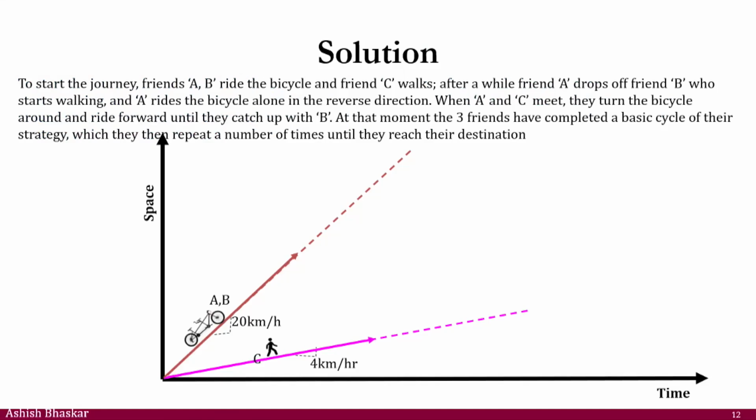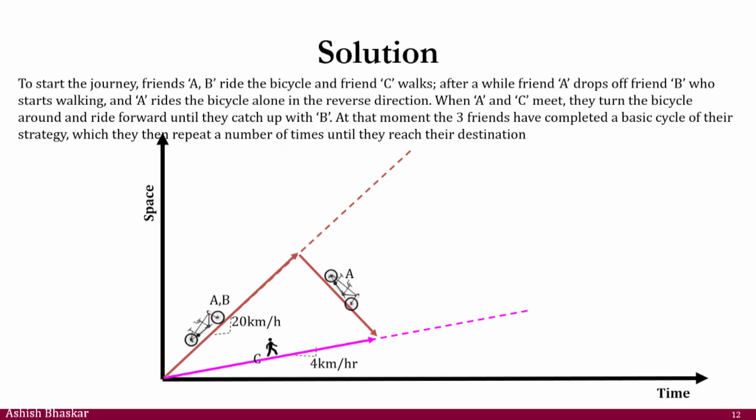let's check after 1 hour. Maybe at this point, A is going to drop B. The interesting thing is A is going to move back. In the time-space diagram, time always moves in the positive direction from left to right, but space reverses, because he's riding back.